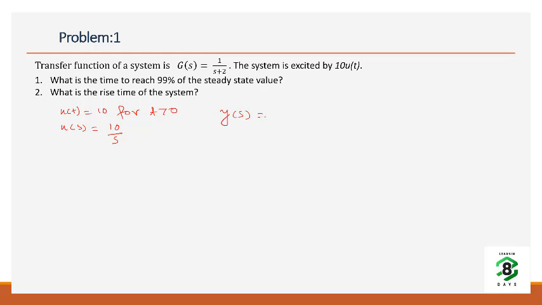and output will be transfer function multiplied by input, which is 1 by S plus 2 cross 10 by S, which we can write as 5 by S minus 5 by S plus 2. Okay, now the output in time domain is inverse Laplace transform.